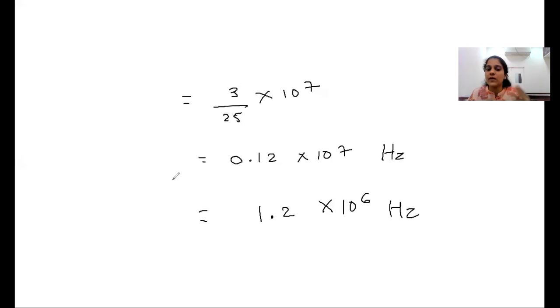So 7 and minus 1 will give me 6. And here, instead of this 10 raised to 6, I can simply write megahertz. So this is my final answer. Okay, very simple numerical, students, very simple formula, very simple calculations, no need to do anything complicated. Okay, let's see the second sum.